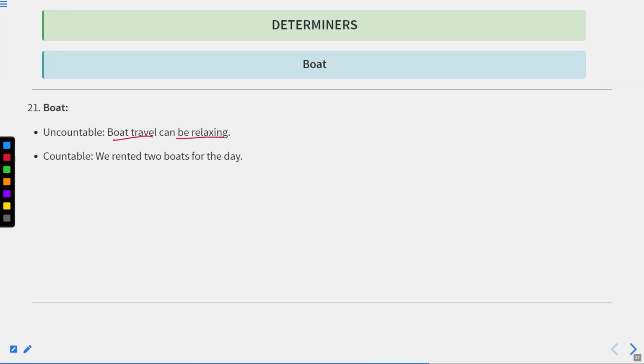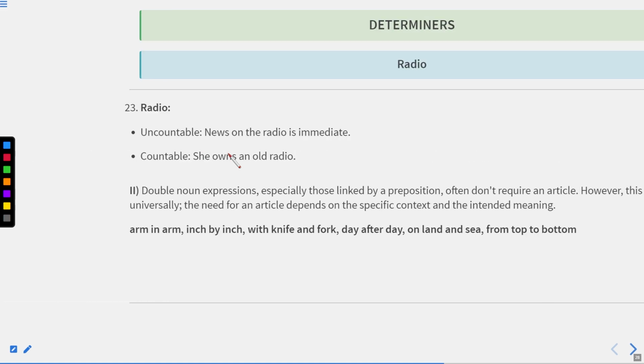Boat travel can be relaxing. We rented two boats for the day. Uncountable nature, boat travel, means when we talk about traveling, not the boat exactly. But in the next one, we rented two boats, so particularly we are talking about the number of boats only. Whereas in the above sentence, we have talked about boat traveling, that is really relaxing and entertaining. Okay. Now let us move to the next one.